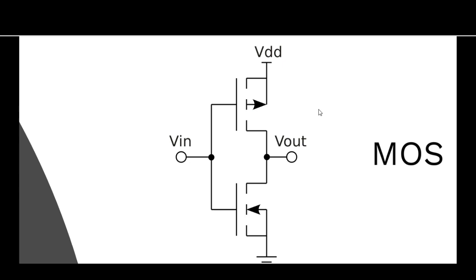Now let's suppose the circuit. When the input Vin is 0 volt, the base of the P-type is 0 volt, making the P-type MOS turn on. As it turns on, voltage VDD will appear at the output. When input is 1 volt, it turns off the P-type MOS but turns on the N-type MOS, and therefore ground voltage will appear at the output. Very simple circuit of MOS.